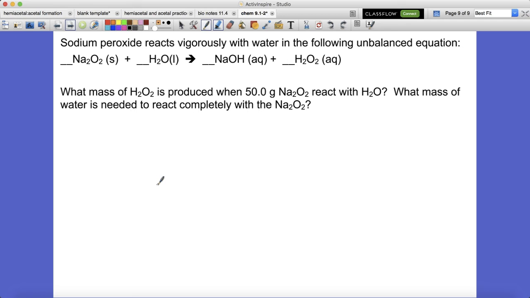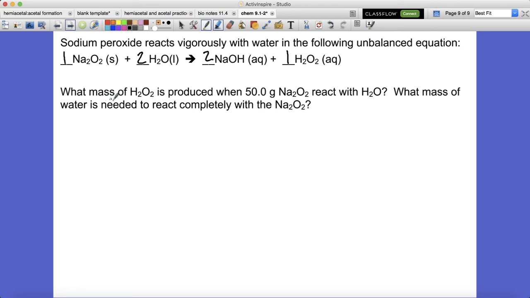But got one last problem to do. Try and make it quick and painless, right? Just get through this. So sodium peroxide reacts vigorously with water in the following unbalanced equation. So I got to balance it first. Looking at this, sodium's not balanced, so I'll put a 2 here. Now my hydrogens and oxygens aren't balanced, so I have 2 hydrogens plus 2 more is 4, so I need 2 waters. And that fixes my oxygens. There's 4 on both sides, so everything should be good. 1 to 2 to 2 to 1.